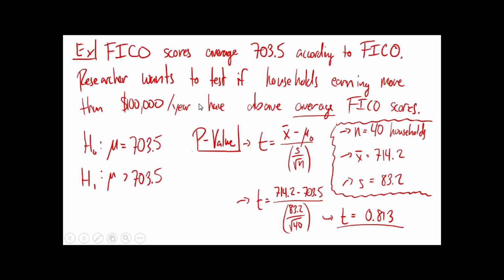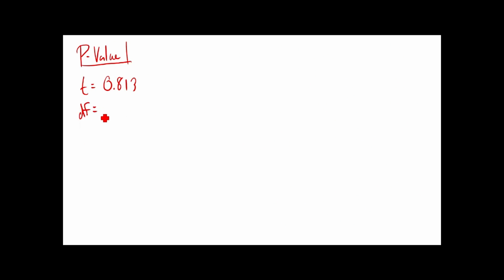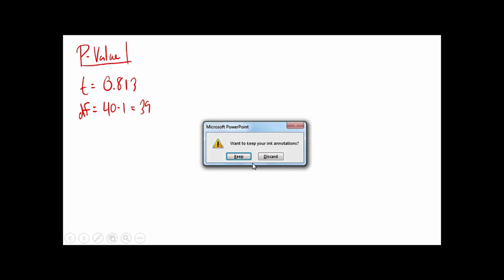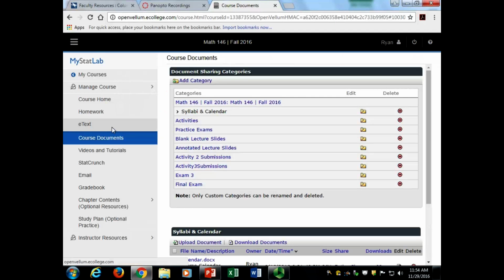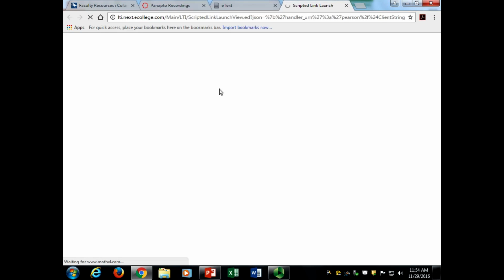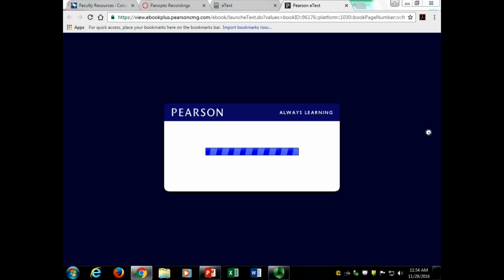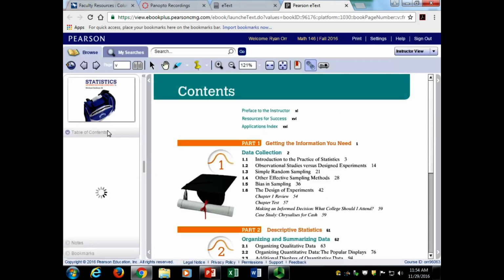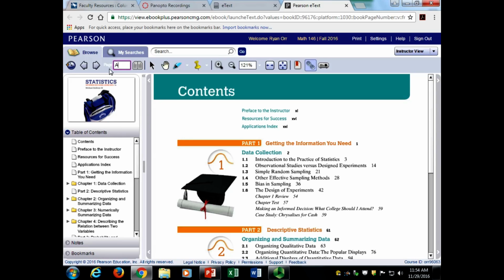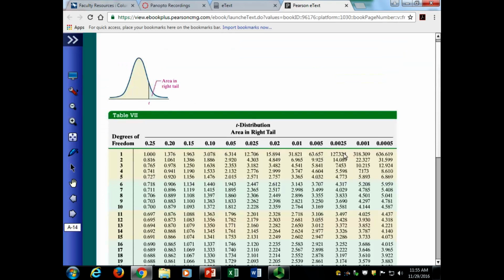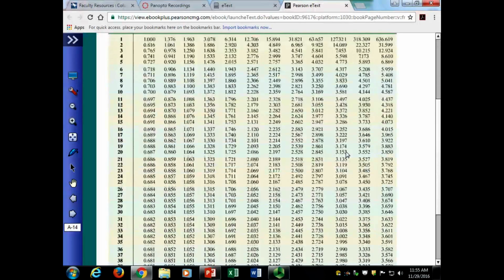So how do we go get the actual p-value? We're going to take our test statistic, 0.813, and then what's our degrees of freedom on this test? 39. Yeah, our degrees of freedom is one less than the sample size, which is 39. So we need to pull out our t-table. Which I do not have up, so it's going to take me a sec. So here we go. We're looking at 39 degrees of freedom down here.